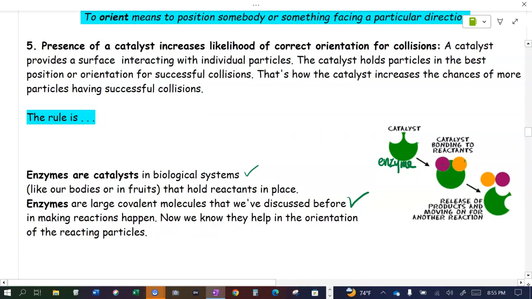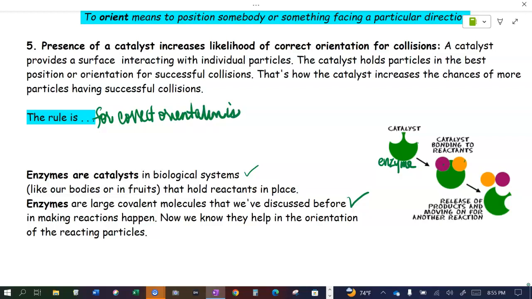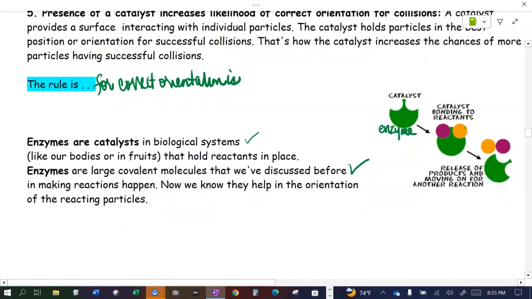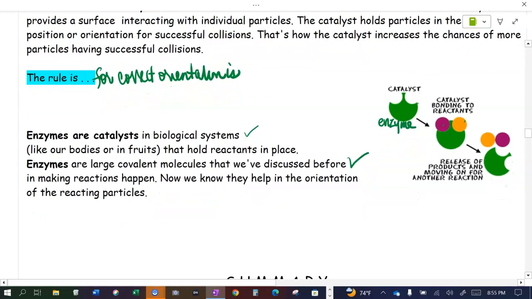So what is the rule about a catalyst? Why does it help orient? The rule for correct orientation is, and explain why that would function. Take a minute to do that.